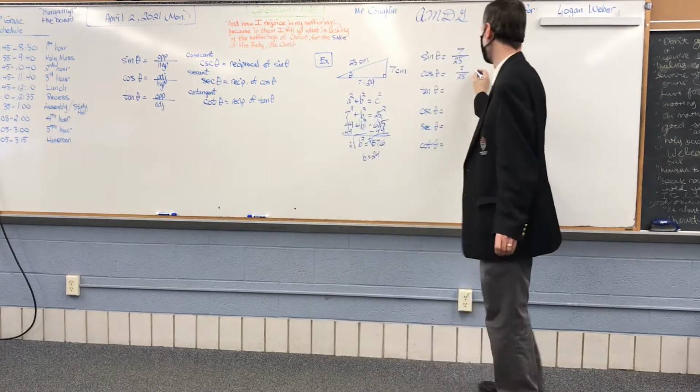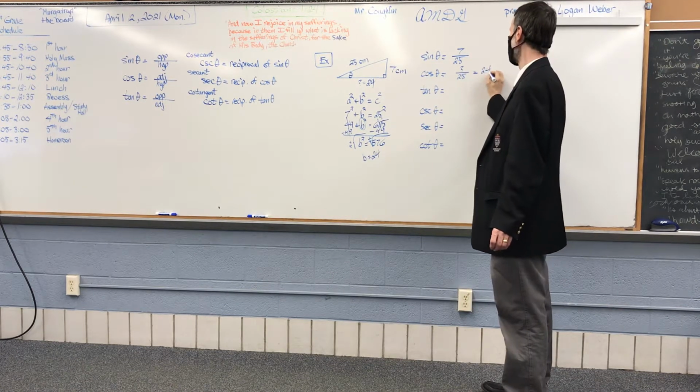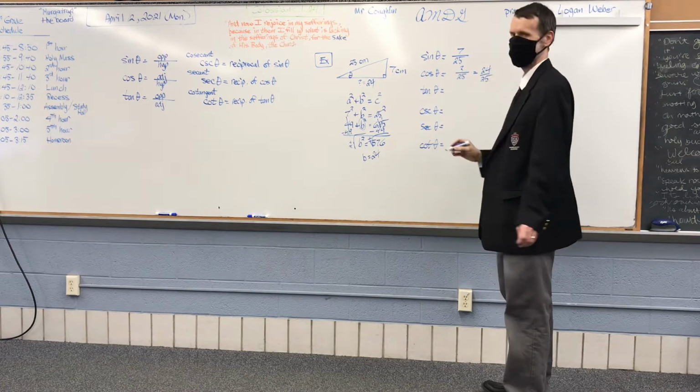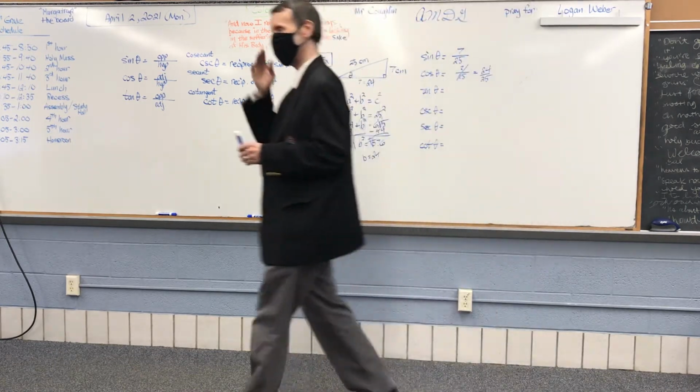So what's the cosine? Anybody? 24 over 25. Is that like one of those triangles, 7, 24, 25? It is what's called a Pythagorean triple.